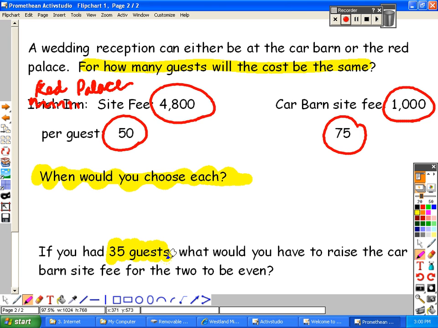But what I want to know is, what would you have to raise the car barn site fee to for the two to be even at that point after 35 guests? So again, at 35 guests, the car barn is going to be cheaper. But what if you raised the site fee? How much would you have to raise the site fee in order for it to be equal? So again, pause the video and go ahead and try this on your own, and then I'm going to go right to the answer. All right, so here's the answer.